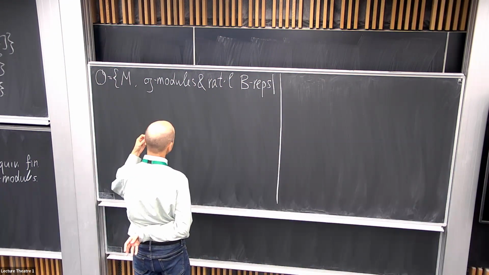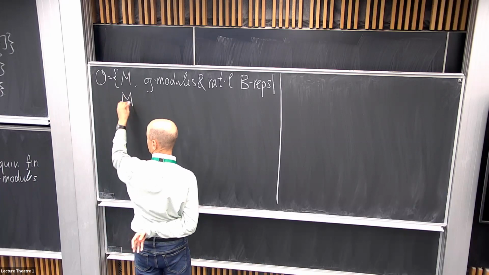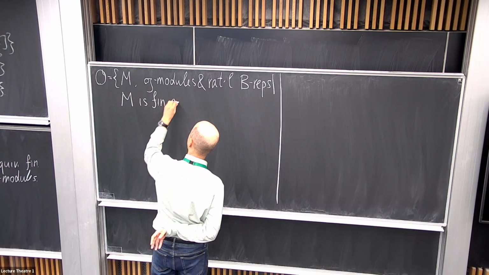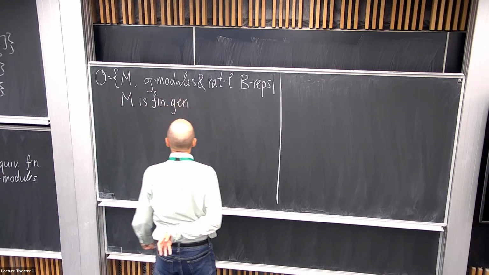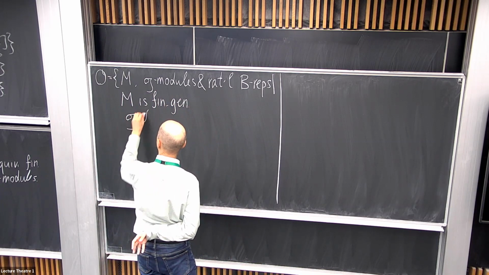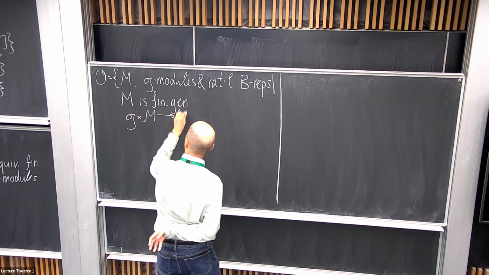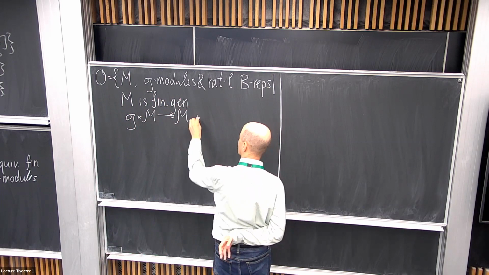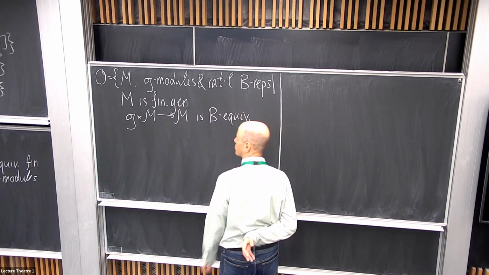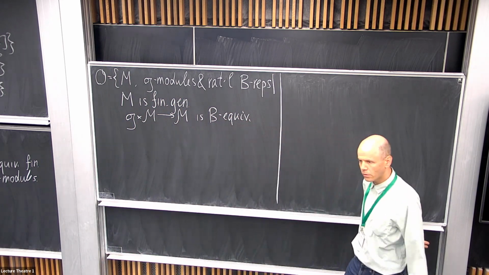M is finitely generated. I want the action of g on M, the action map, to be B-equivariant. That's usually called weak equivariance.